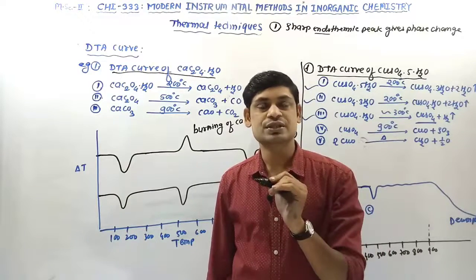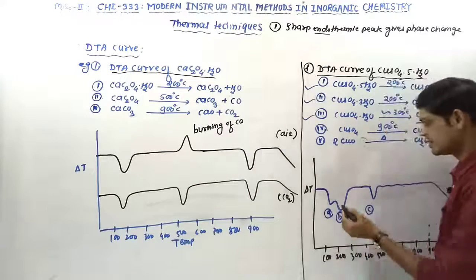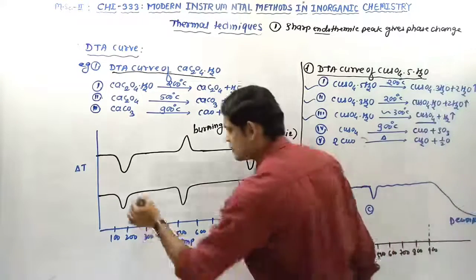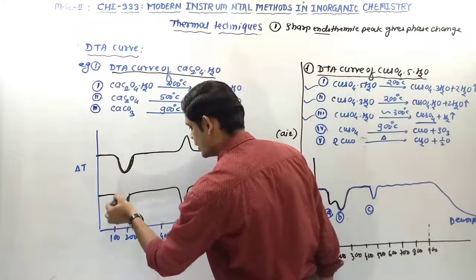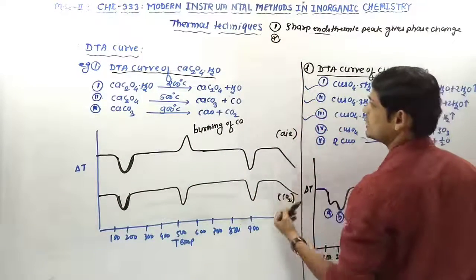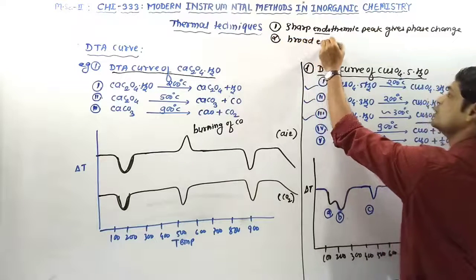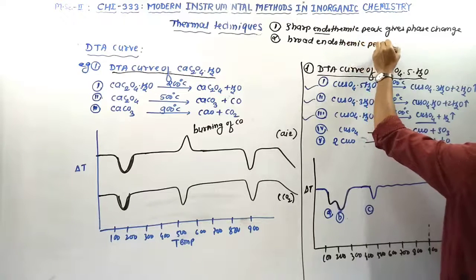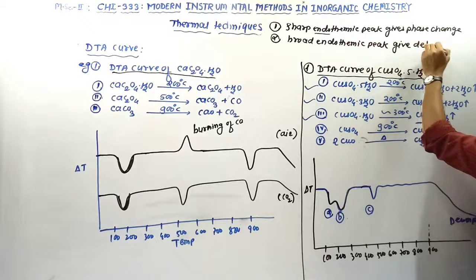Second thing, dehydration gives a broad endothermic peak. For example, this is a dehydration, so we got a broad endothermic peak. This is also dehydration, we got a broad endothermic peak. This is also a broad endothermic peak. So the second important information which we are getting from DTA, the broad endothermic peak, is for dehydration.